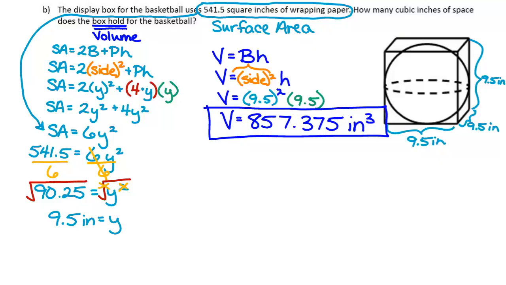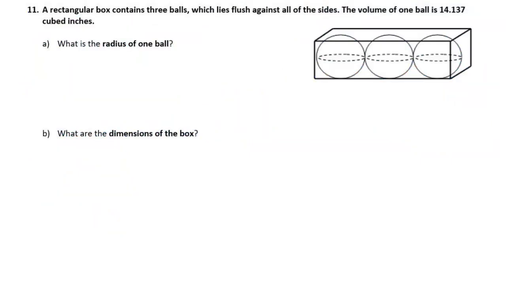Flip backwards one page. Here we have number 11. It says a rectangular box. So are we working with a cube? No. A rectangular box contains 3 balls which lie flush against all of the sides. The volume of one ball is 14.137. Put that away and get your review out.